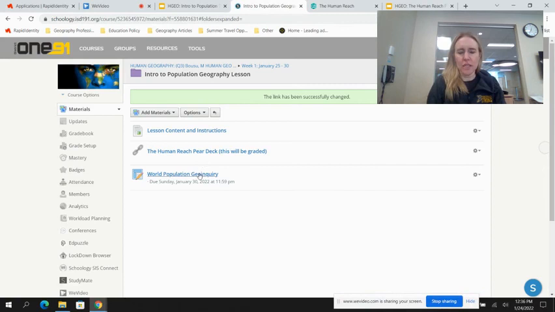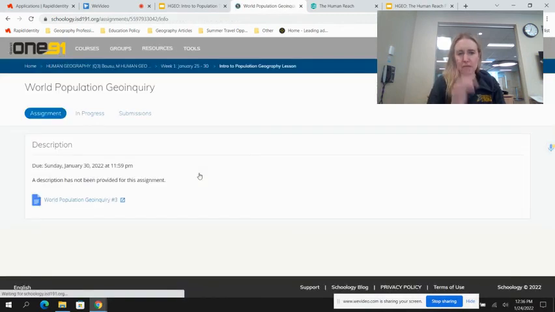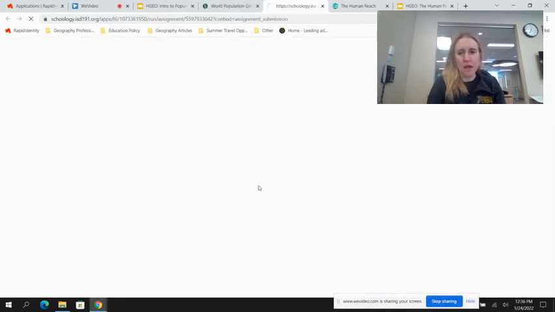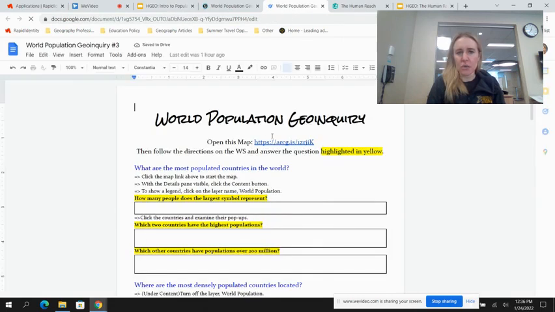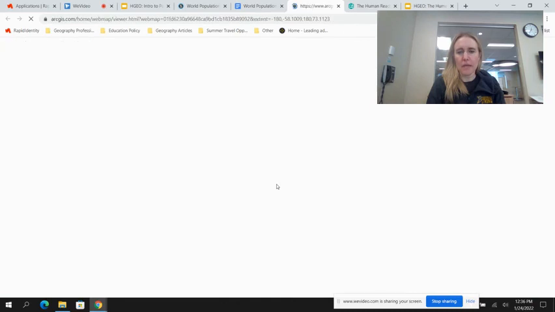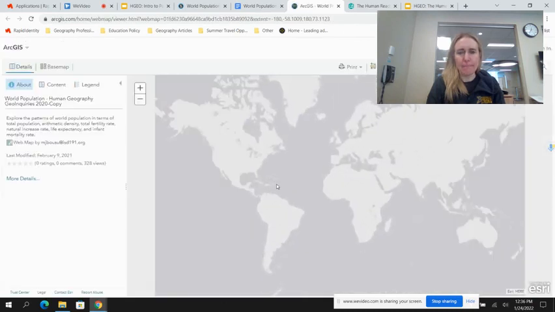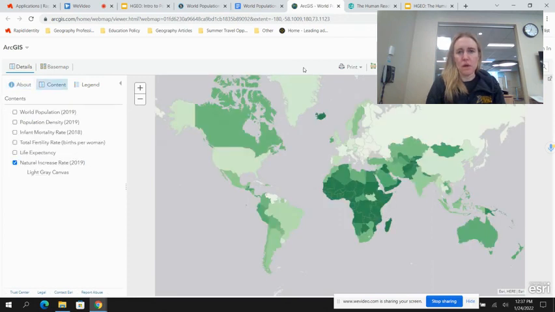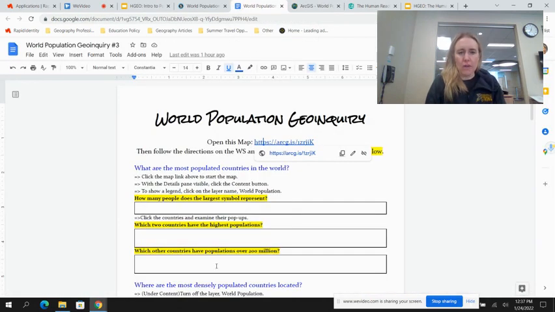And then the next one is the World Population GeoInquiry. Definitely reach out to me if you have any questions about this. But what this is, you are going to go to the map link here. You're going to open up the map, give it a second to load. You're eventually going to click on content. And you are going to follow the instructions.